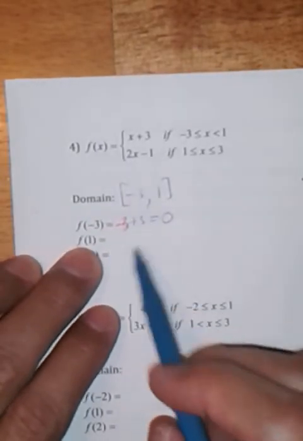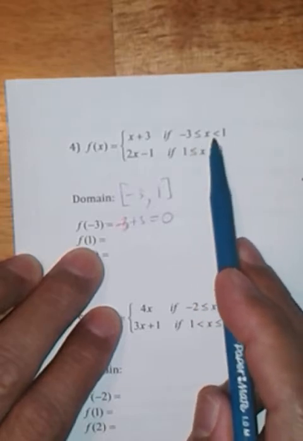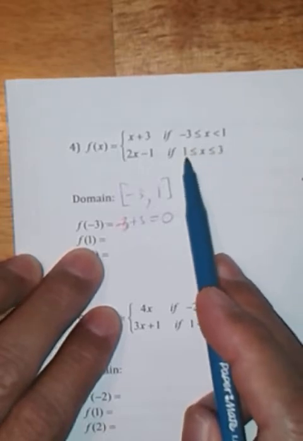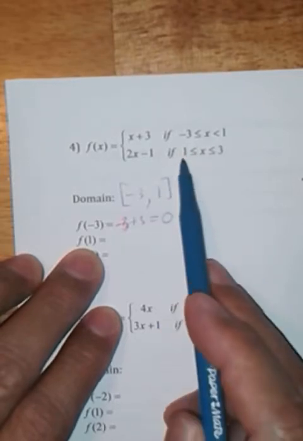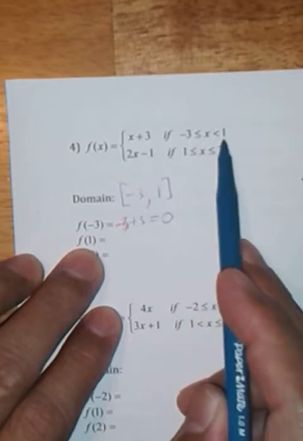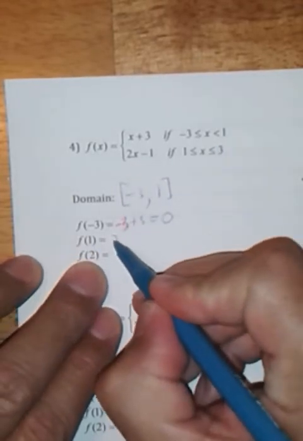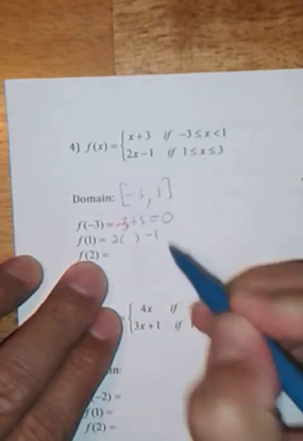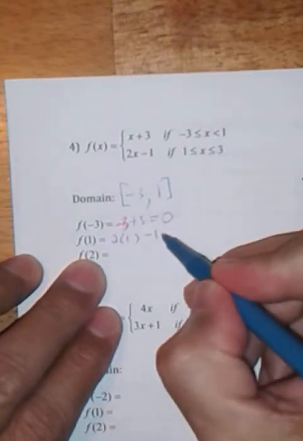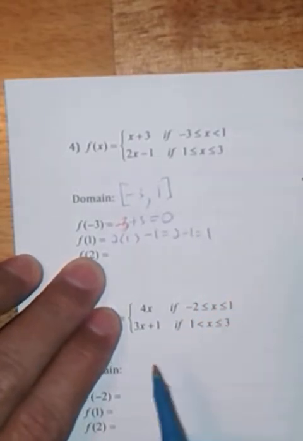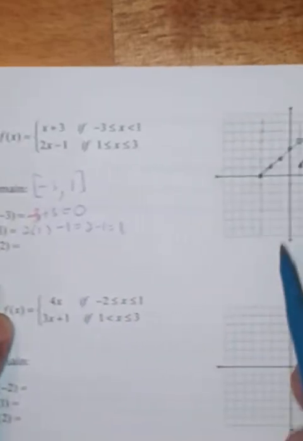All right, f of 1, and again I look here. There's 1, but it's not included there. But it is included down here, right? It says greater than or equal to 1. So 1 is there, not up here, right? It's here. So I use this one, so it's going to be 2 times whatever x is, minus 1. x is 1. So that's 2 minus 1, which is 1, right? Notice that the point 1 comma 1 should be on the graph.